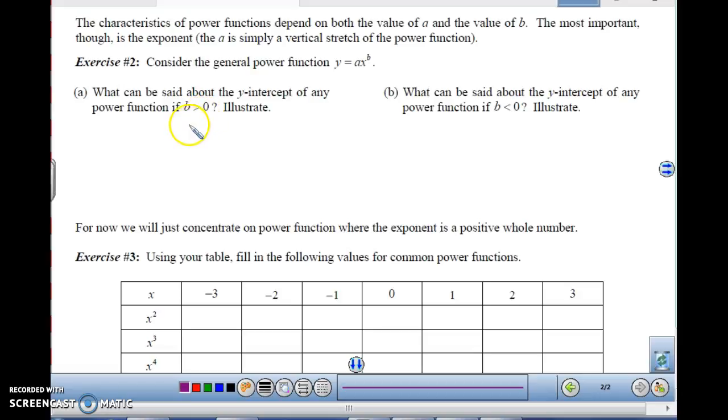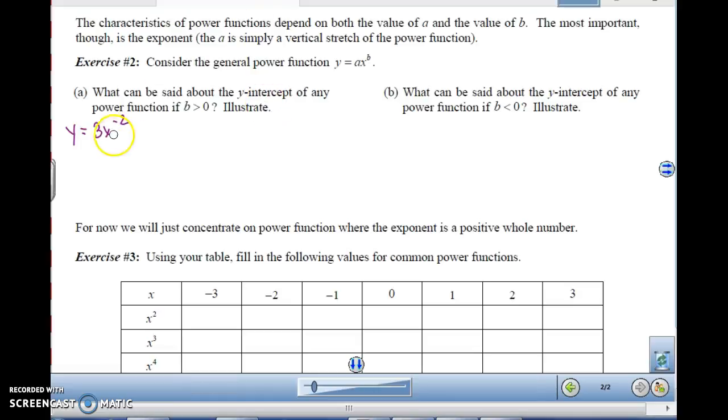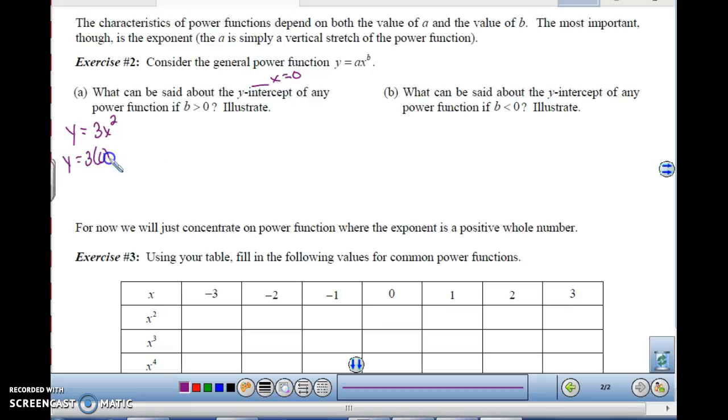Okay, so we just had a couple power functions. For example, we had y equals 3x to the negative 2. Now what is the y-intercept of this function? Oh, for b is greater than 0. Sorry about that. Let's use 3x squared. Okay, now for the power function, in a y-intercept, we know that the x is going to equal 0. So if I plug in y equals 3 times 0 squared, y is going to be 0. So that means the y-intercept is going to be 0.